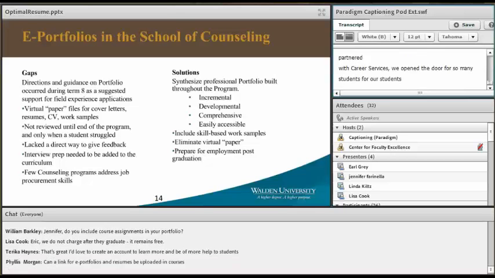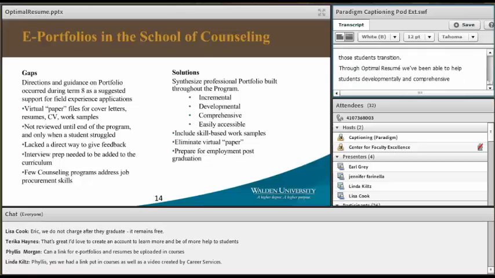Some of you may not know, but the counseling master's degree programs have no direct bachelor degree relation. So a counseling master's degree is often a cornucopia of different historical experiences and different types of degrees. So it's very common for someone getting a master's in counseling to be changing careers or transitioning from one career to another. So we needed to have a solid tool to help those students transition. Through Optimal Resume, we've been able to help students developmentally and comprehensively assess their skills and translate them into the counseling field. The Optimal Resume system is also very accessible.